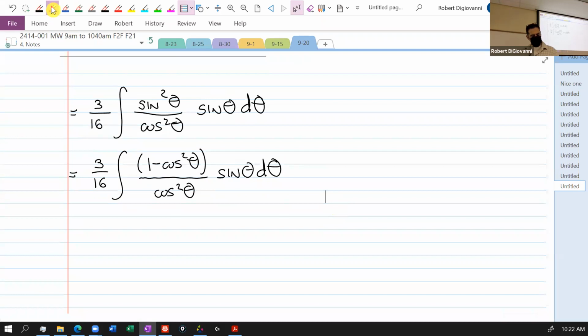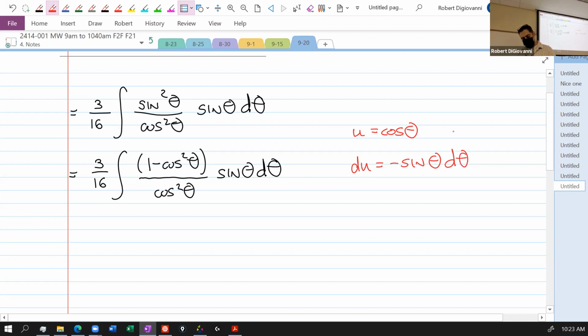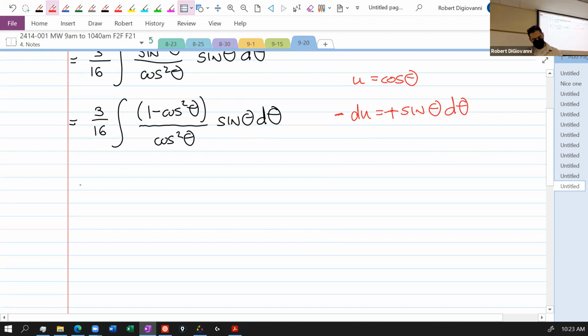Now I make a u sub. u is cosine theta. The derivative of that is negative sine theta d theta. I don't want the negative, so I'll just change that to a plus and make my du negative. And then I'll rewrite the whole thing. I will have a negative 3/16 now because that's from the negative du off the back. And then I will have 1 minus u squared over u squared du, right? That's it.